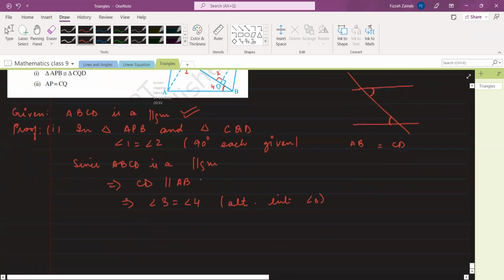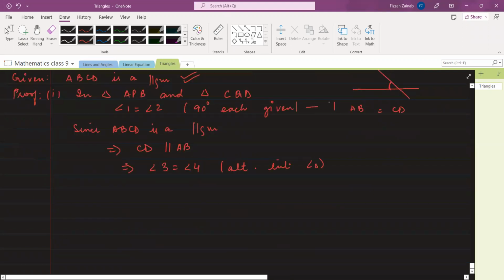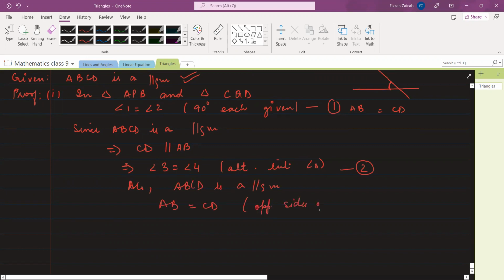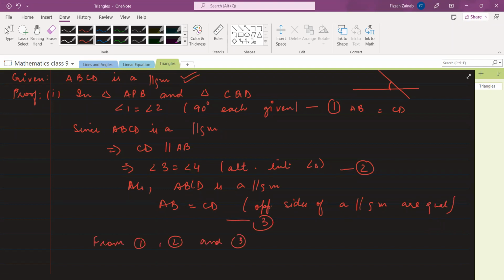So two things I have got. And the third one, you can mark like this also. This is the first thing, this is the second thing, and the third is, also, ABCD is a parallelogram, so AB is equal to CD, as opposite sides of a parallelogram are equal. So this is the third thing you have got. So from 1, 2, and 3, which criteria? You have two angles and one side.